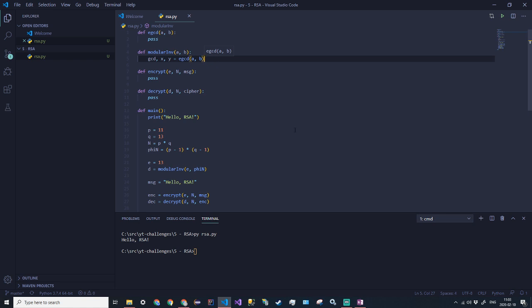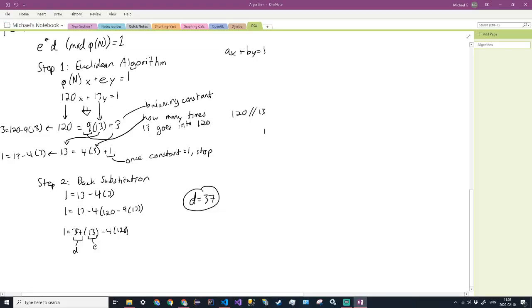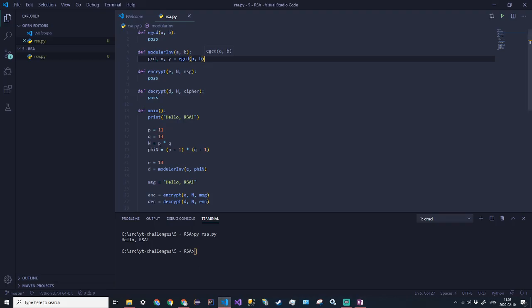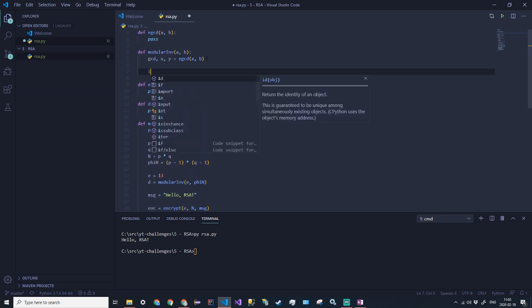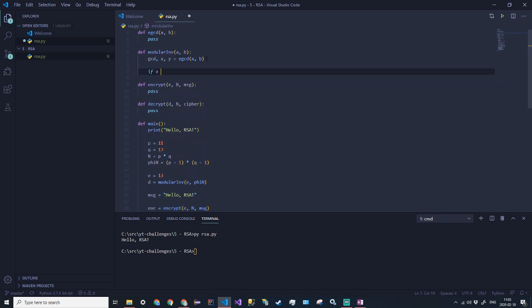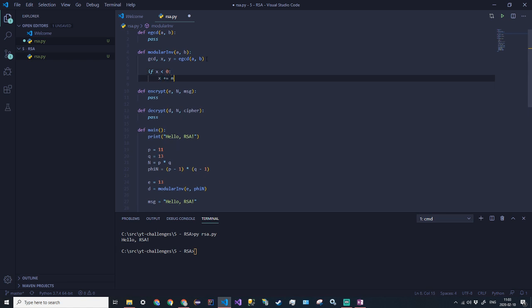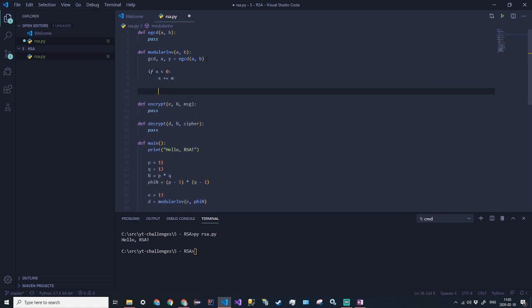And if this factor of 37 had been negative, all we would do is just add the totient back to it. So if x is less than 0, x plus equals m, and then we just return x, just like that. Okay. So that's the modular inverse function, and now let's write the EGCD function.